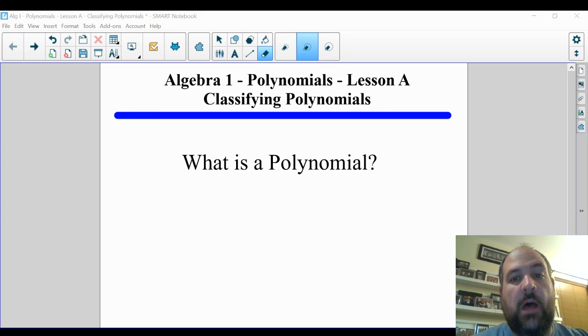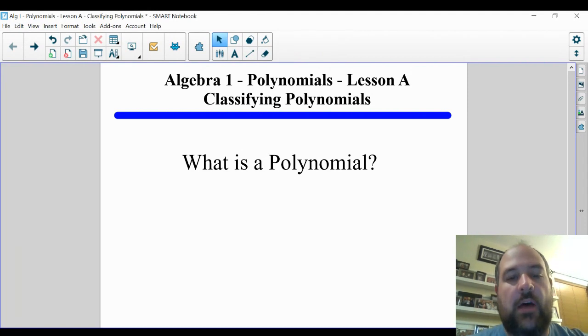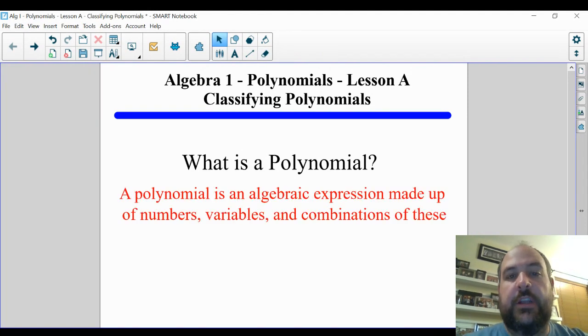A lesson on polynomials. This is going to be our first lesson in the new unit, and even though it's going to be some new things, it's actually going to be stuff that we have talked about already this year. So the first thing we're going to start off with is, what is a polynomial? And by definition, a polynomial is an algebraic expression made up of variables, numbers, any combination of these.